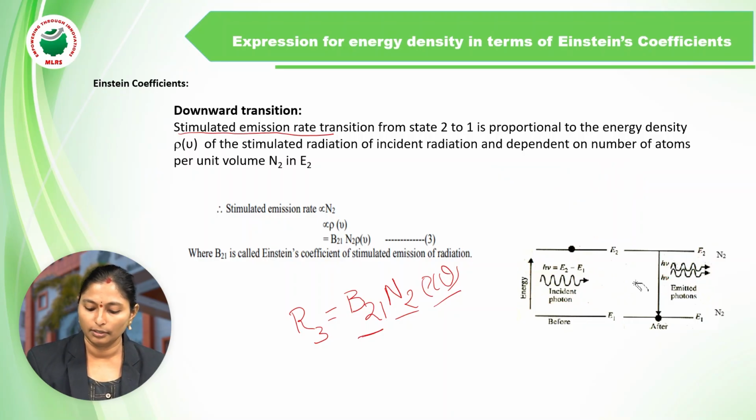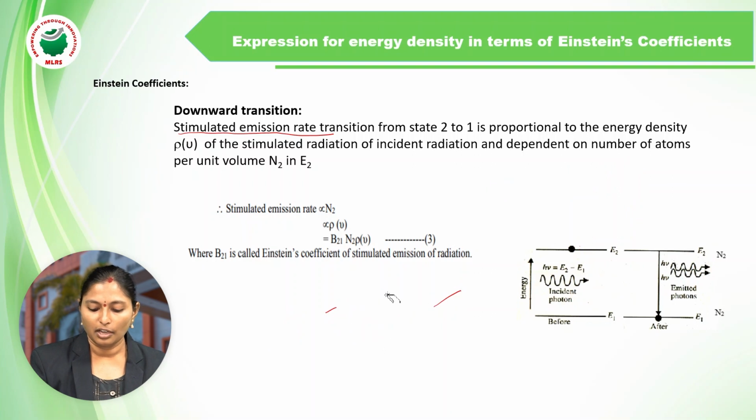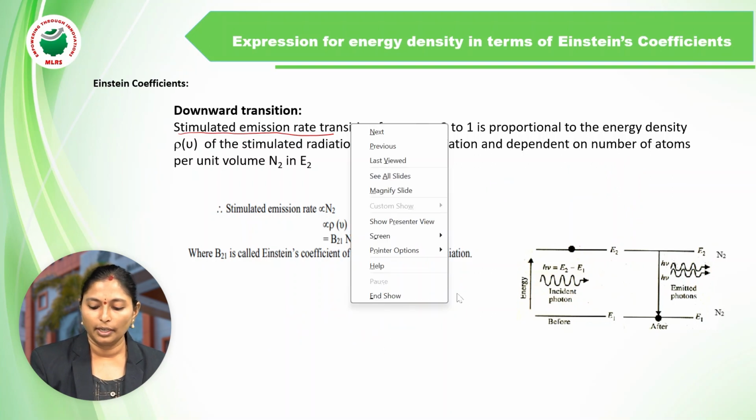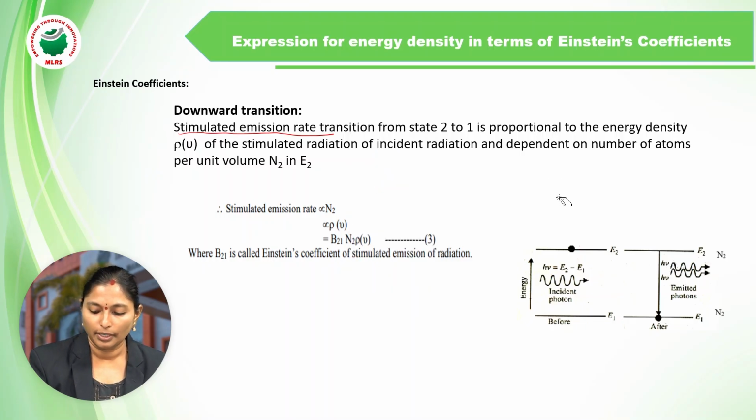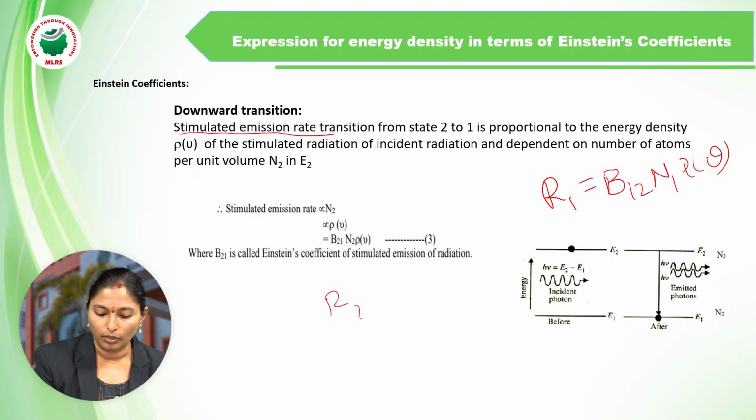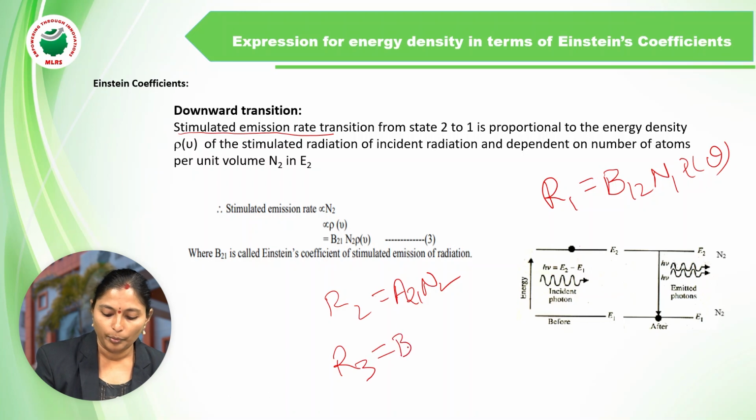We can understand easily. 3 rates, where R1 is the rate of stimulated absorption. So R1 equal to B12 N1 rho nu. In the same way, R2 equal to A21 N2. Whereas R3, that means stimulated emission process, R3 equal to B21 N2 rho nu.